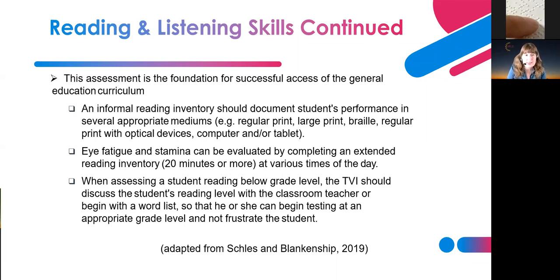When assessing a student that is reading below grade level, it's always best practice to determine what the student's independent reading level is before you start the assessment. You can speak with the classroom teacher to help with this, or begin with a word list. You want to make sure that you are testing the student on the appropriate grade level. You don't want to frustrate them before you even begin by asking them to read something that may be too hard or difficult for them. A lot of times, students will just shut down if that happens and you won't get accurate information.